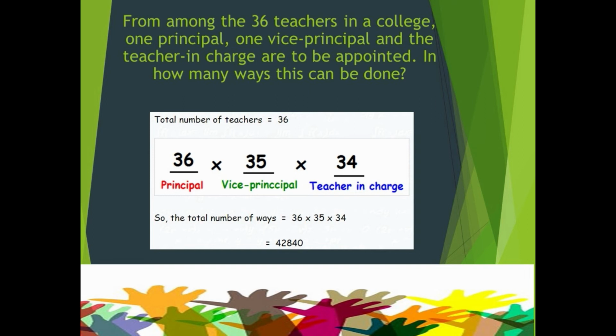So, how are we going to get the total number of ways? That will be 36 times 35 times 34 is equal to 42,840 ways. So, ang final answer natin ay dapat 42,840 ways.